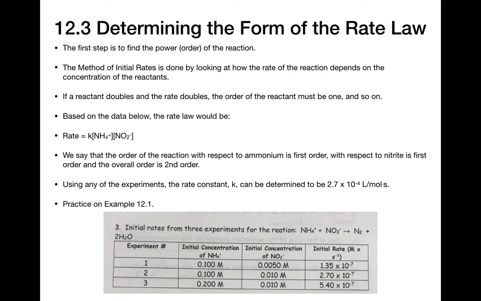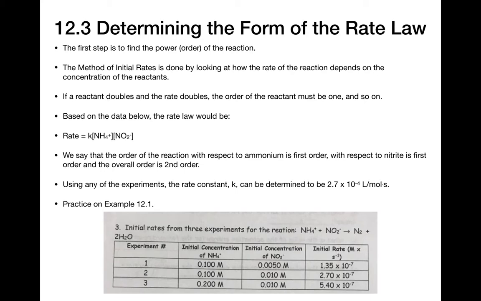What you can do then is you can do multiple experiments with different initial concentrations and look at the initial rate as a function of those different concentrations. With this method, it's very typical to double one of the reactants and test to see whether the rate doubles or not. If you double the reactant and the rate doubles, it means the power or the order with respect to the reactant is first order, because doubling the reactant doubled the rate.